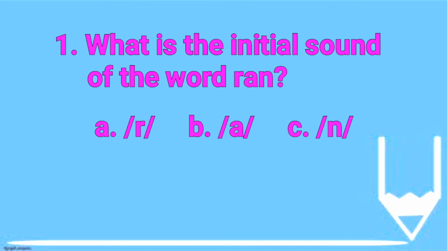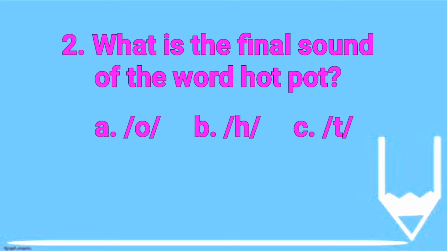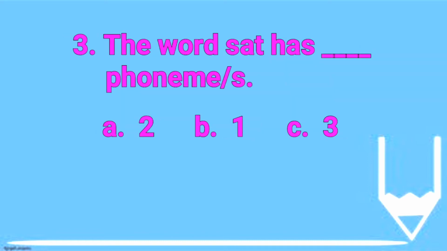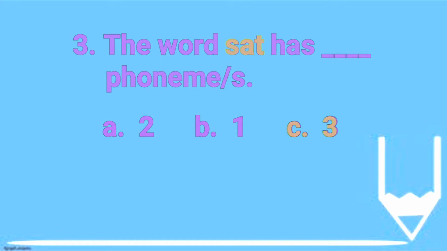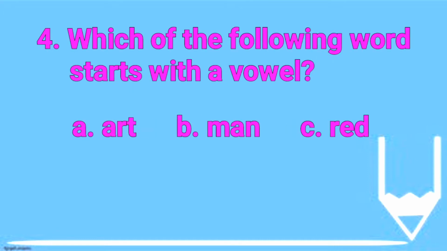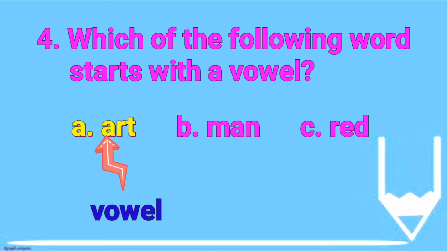Let's answer together. Number 1. The initial sound of the word ran is, yes, letter A, R. 2. What is the final sound of the word hot pot? The correct answer is letter C, T. The word sat has how many phonemes? 3, S, A, T. So the correct answer is letter C, 3. 4. Which of the following word starts with a vowel? The correct answer is A, art. Letter A is a vowel, so the correct answer is letter A.